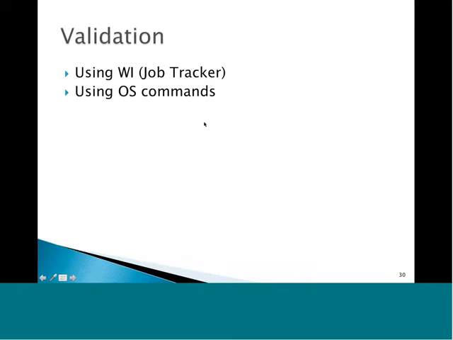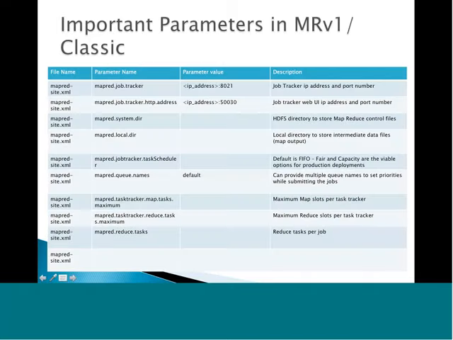So these are the important parameters. Job tracker is the one which will tell what your job tracker is, and 8021 is the default port number. And the job tracker HTTP address is for the web UI, which we have seen.